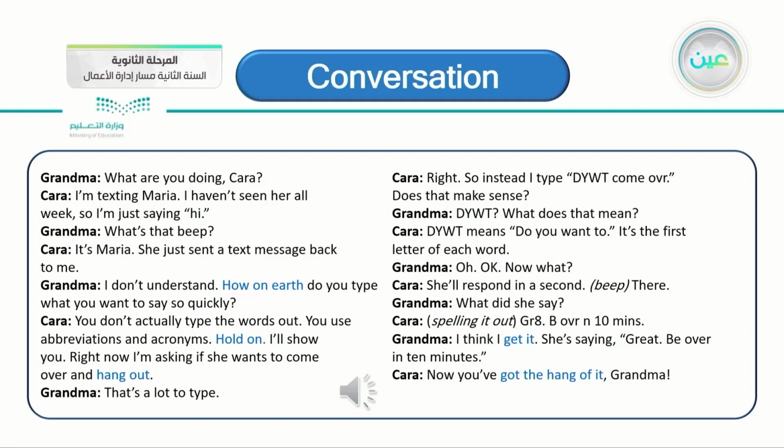Kara, right. So instead, I type DYWT, come OVR. Does that make sense? Grandma, DYWT. What does that mean? Kara, DYWT means do you want to? It's the first letter of each word. Grandma. Oh, okay. Now what? Kara, she'll respond in a second. There. Grandma. What did she say? Kara, GR8B OVR in 10 minutes. Grandma, I think I get it. She's saying, great, be over in 10 minutes. Kara, now you've got the hang of it, Grandma.